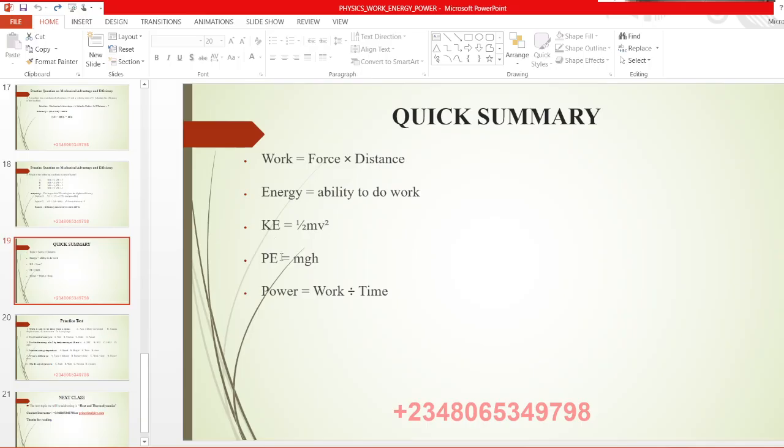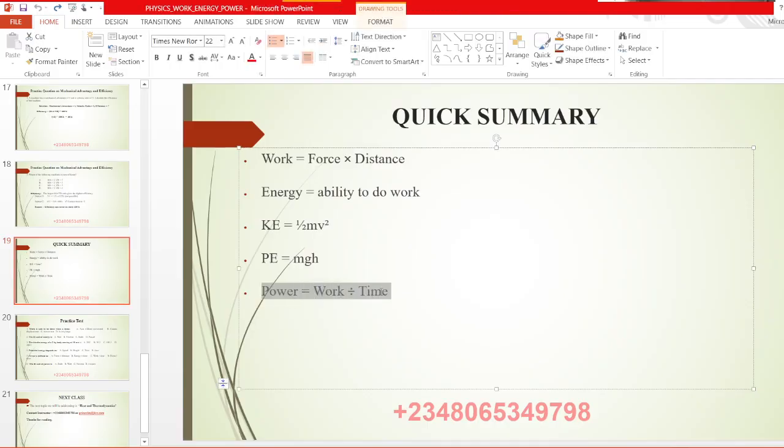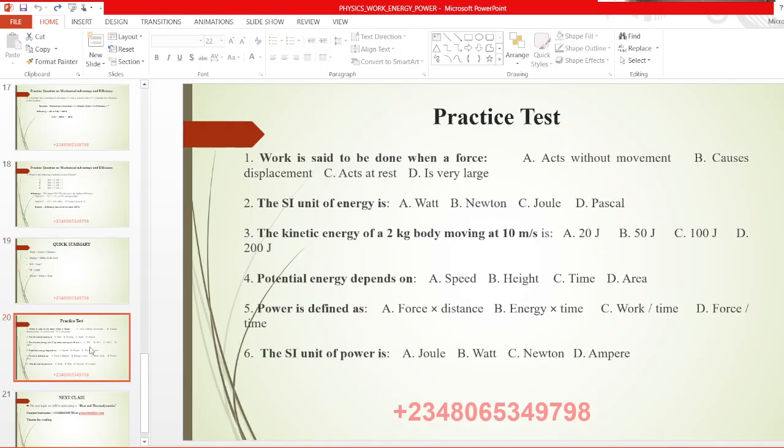If the velocity increases times 2, the kinetic energy is going to increase times 4. So, the potential energy is directly proportional to the mass. As the mass continues to increase, any body or object that has more mass will have more potential energy. And power is defined as work divided by time. So let's look at some questions on it. Work is said to be done when a force acts and causes displacement. Yes. It must cause displacement. There must be a displacement.